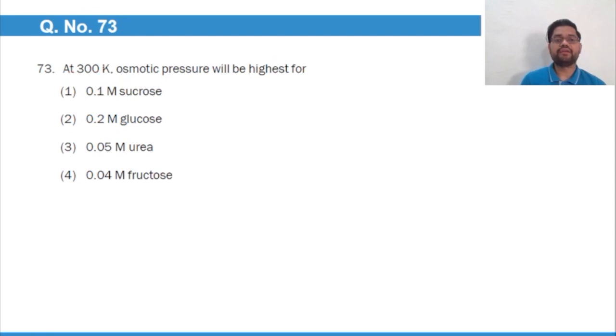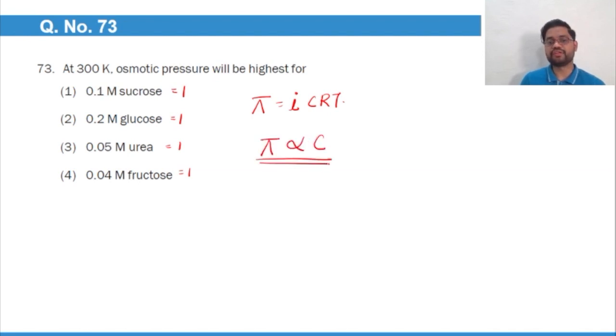At 300 Kelvin, osmotic pressure will be highest for. Osmotic pressure pi is equal to i times CRT. That means I'm talking about i values. For sucrose i is 1, glucose i is 1, urea i is 1, and fructose i is 1. That means pi is directly proportional to concentration. More the concentration, more is the osmotic pressure, and hence the highest concentration is of glucose. The right option is option number 2.